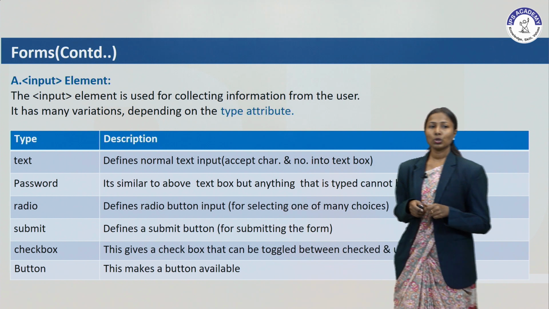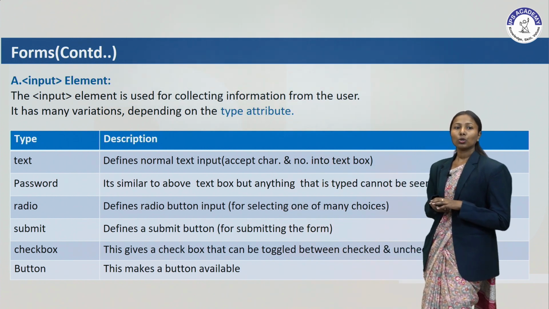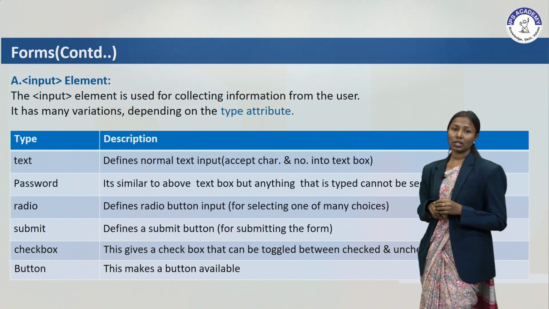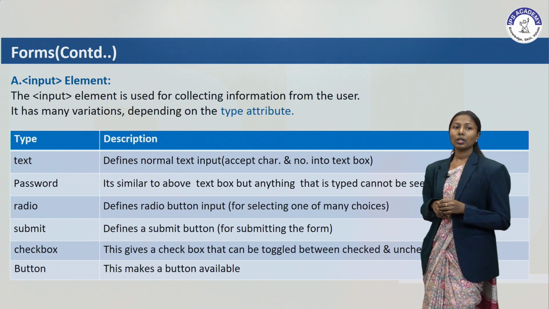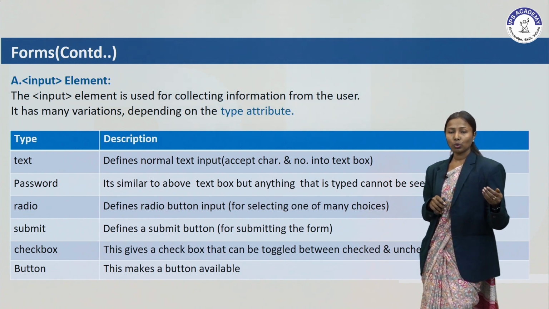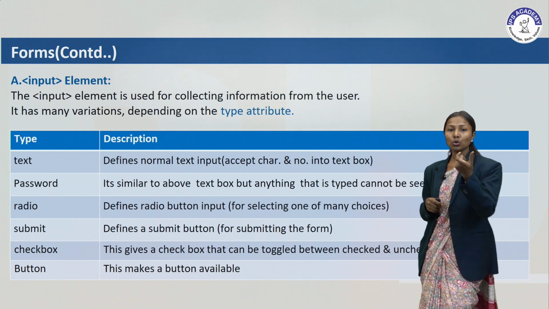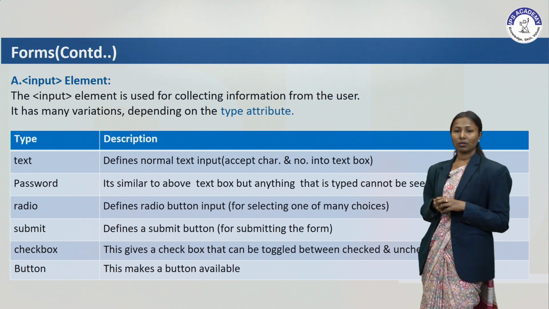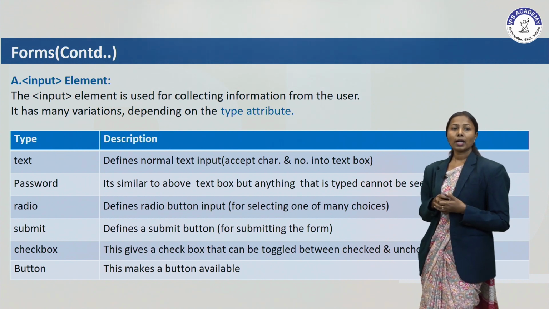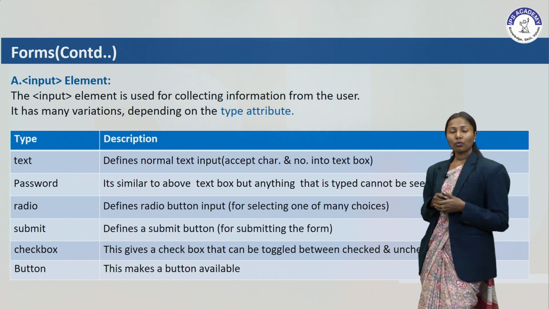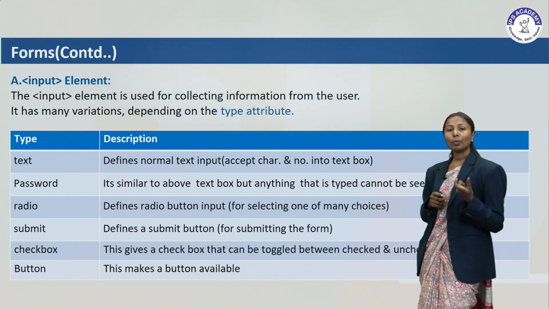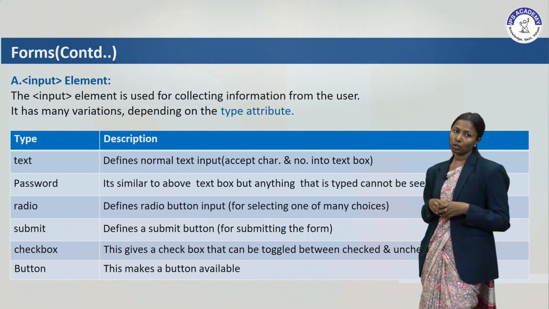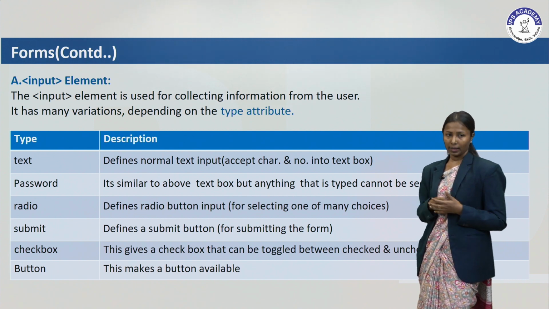See, this chart shows you the input element. The input element is used for collecting information from the user. It has many variations depending on the type attribute. Input elements means, suppose you want to get information from the user, you have to show an input box to the user. So the input element is the important element which we use in our form. The first type is text. What do we mean by text? Defining normal text input means if you want to accept characters or any number from the user, you have to use input type equal to text.